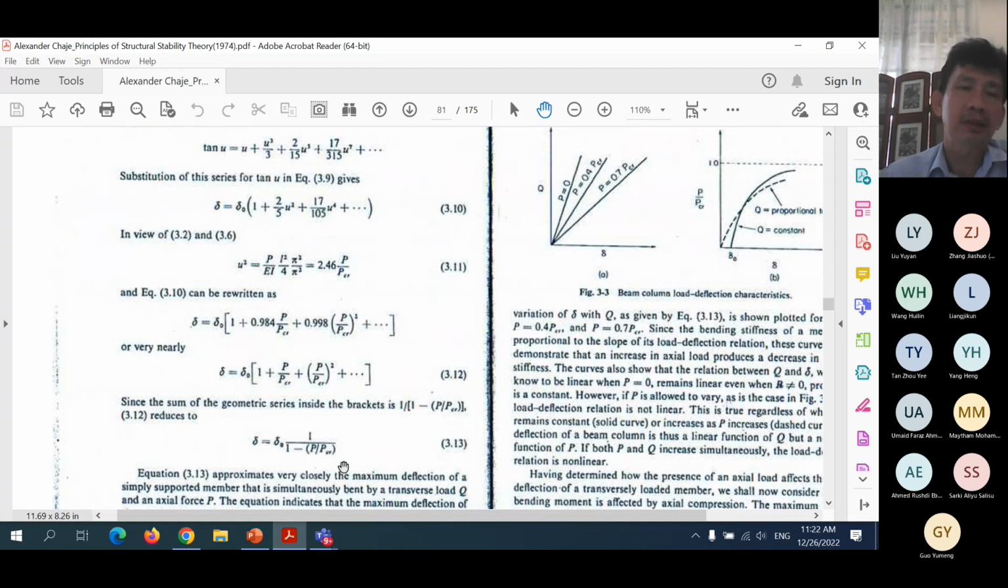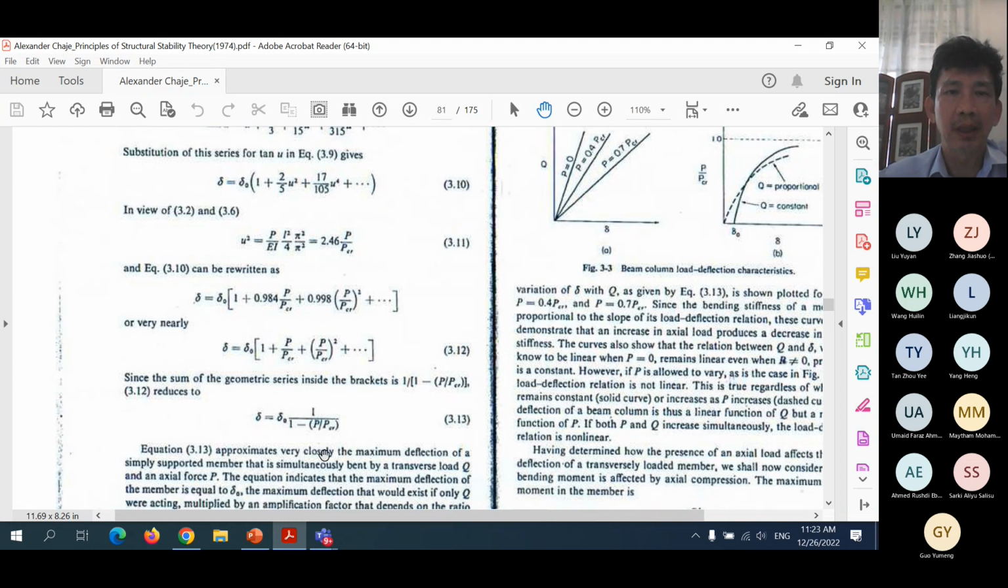And P is increasing, we need to know that increasing relative to the P critical. So P critical is the critical load of the beam column, without the lateral load acting. So it's like a column. If we consider the beam column as a column only, what will be the critical load? So by changing to this form through these manipulations and approximation here, we can see clearer that the effect of P is to make the delta increase, okay?